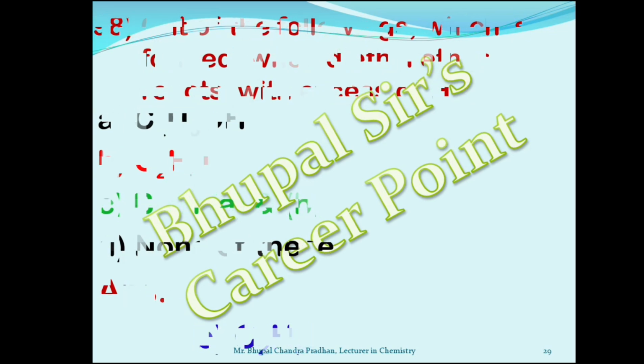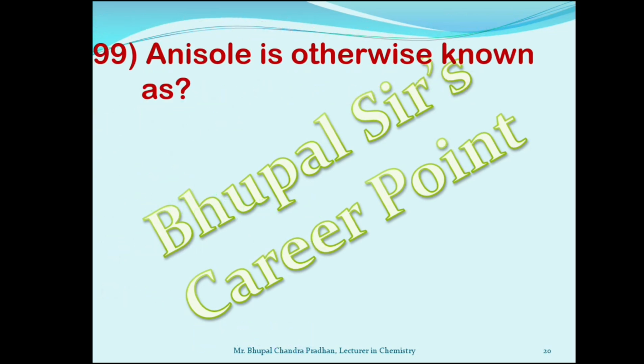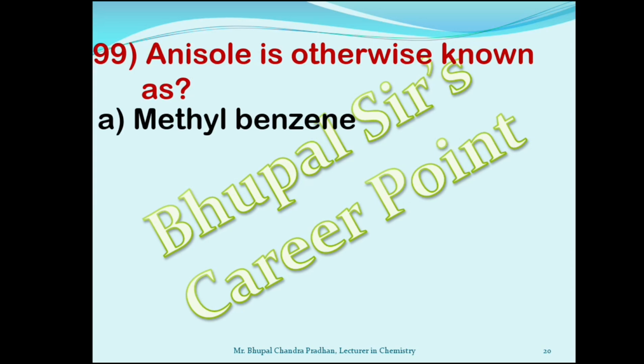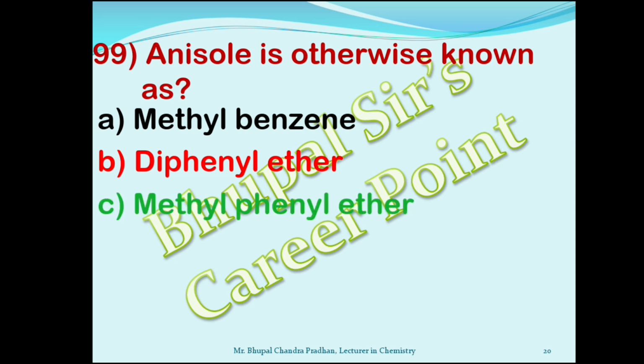Now, let us come for the next question of this session. That is question number 99. Anisole is otherwise known as option A methyl benzene, option B diphenyl ether, option C ethyl phenyl ether, option D none of these. Methyl benzene is otherwise known as toluene.